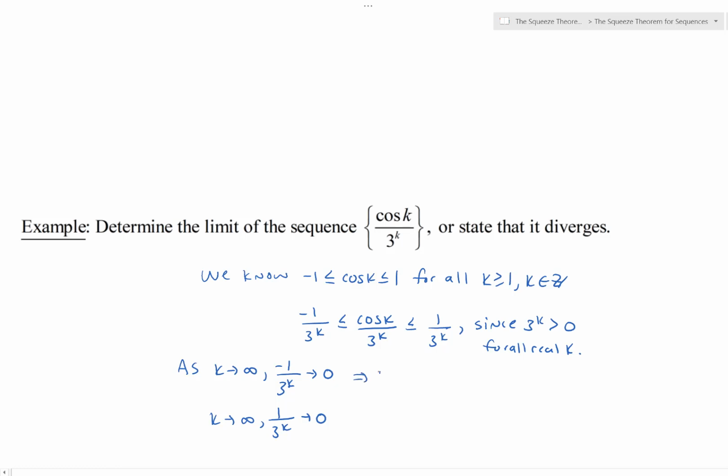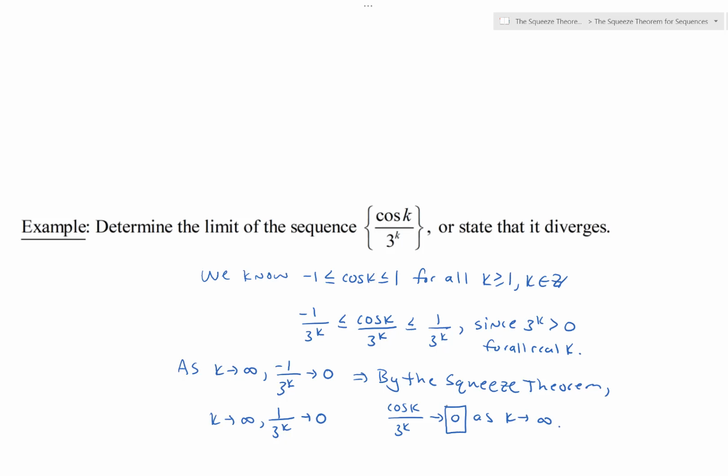It follows by the squeeze theorem that cosine k over 3 to the k goes to 0 as k goes to infinity, and hence that is the limit of the sequence. That sequence converges. Very nice.